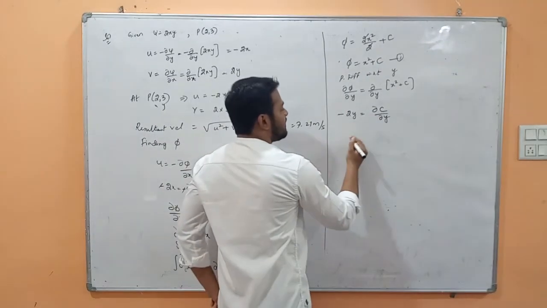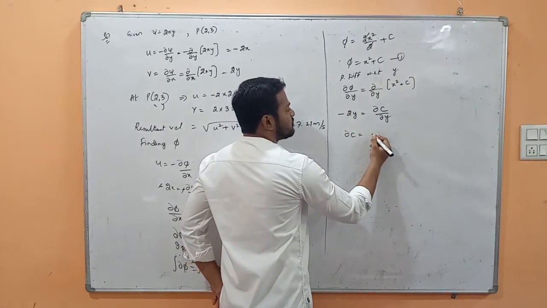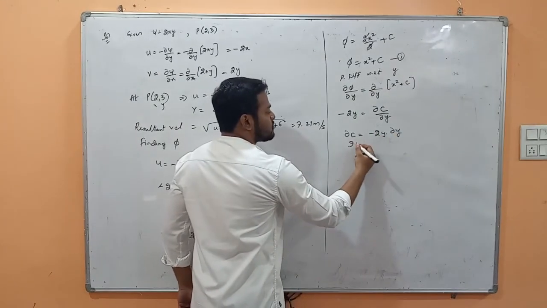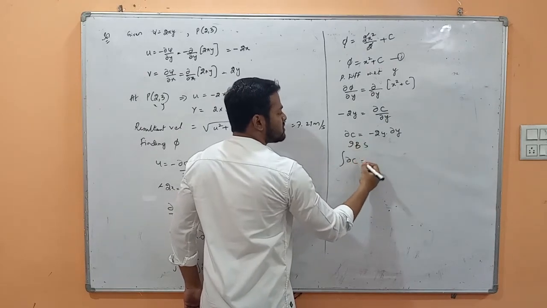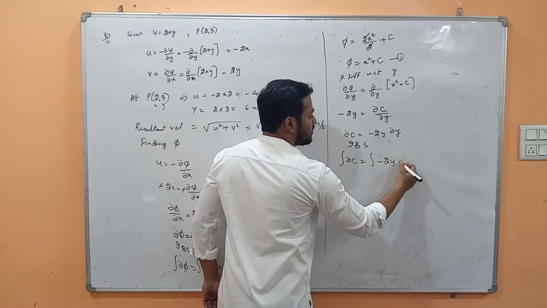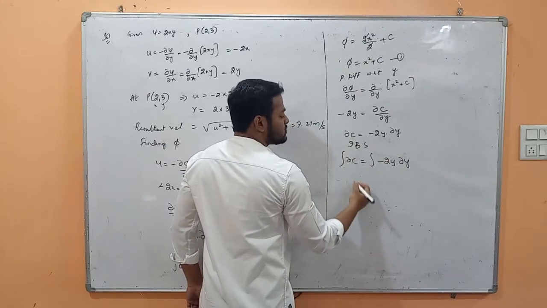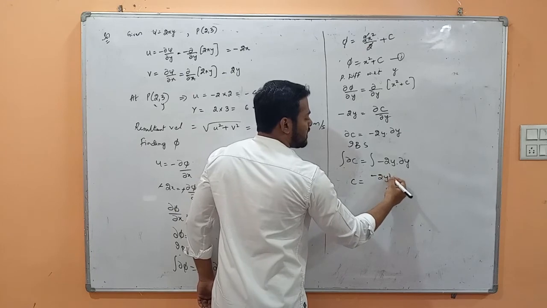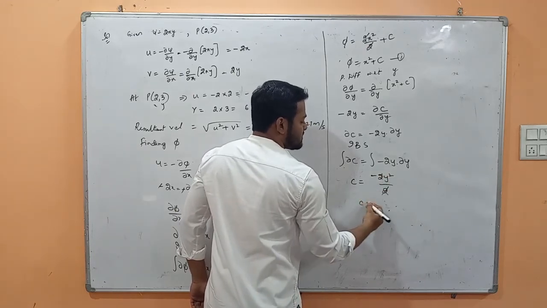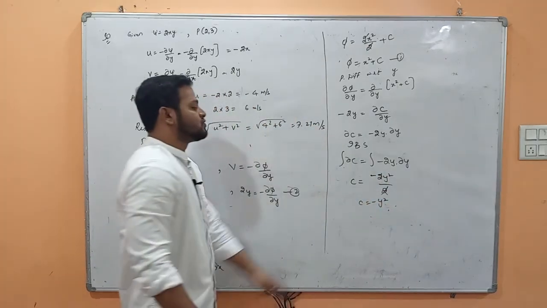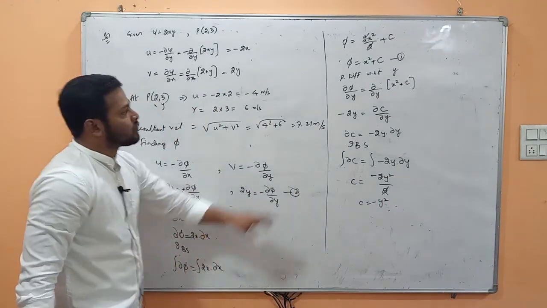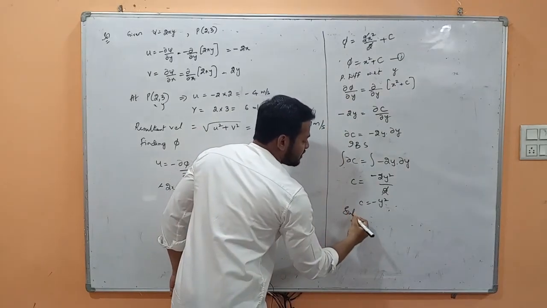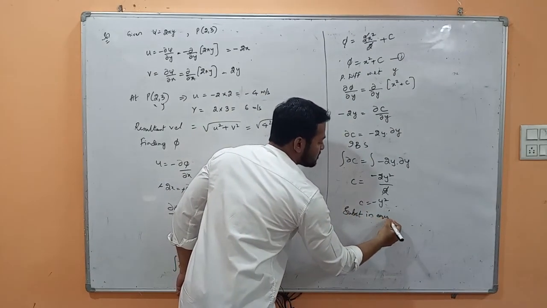So I am again separating the variables. So you will get dou c is equals to minus 2y into dou y. So integrating both sides, integral dou c is equals to integral minus 2y into dou y. So integral dou c is c, integral 2y is 2 into y square by 2. 2 gets cancelled, so c value is minus y square. So you can substitute this c in equation number 1.